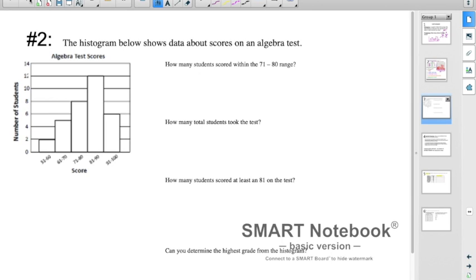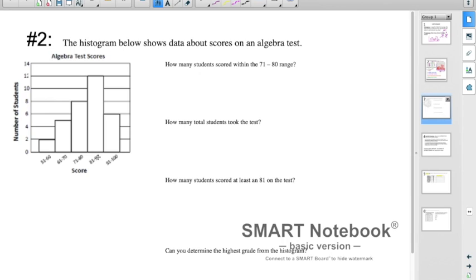Okay, number 2. The histogram below shows data about scores on an algebra test. All right, so take a look. Going up is our number of students this time, so our frequency again. How often does it occur? And then our interval. So here's our scores. So 51 to 60, 61 to 70, 71 to 80, 81 to 90, and so on.